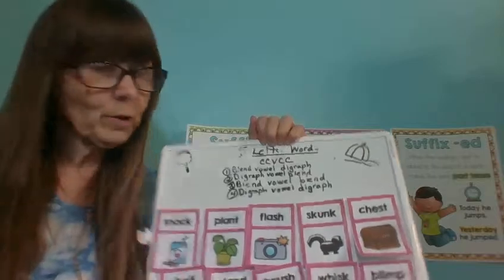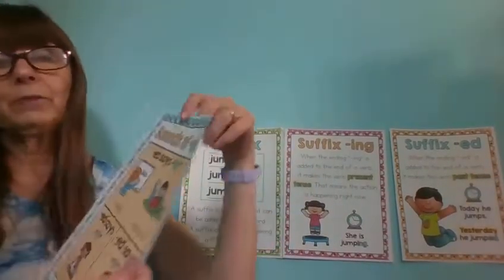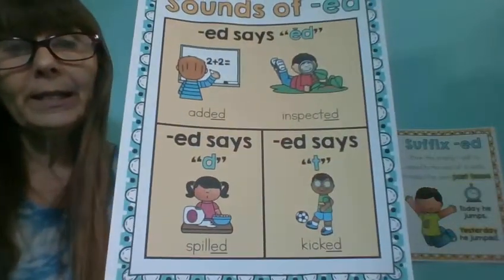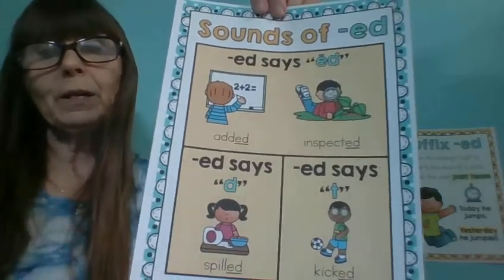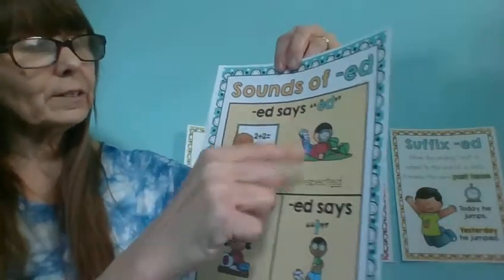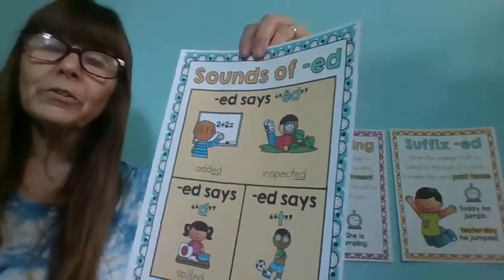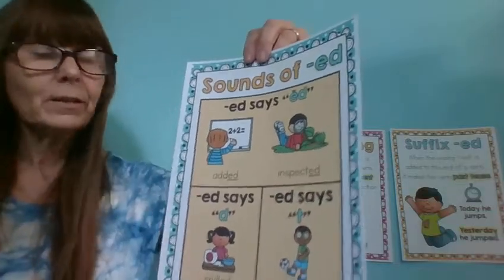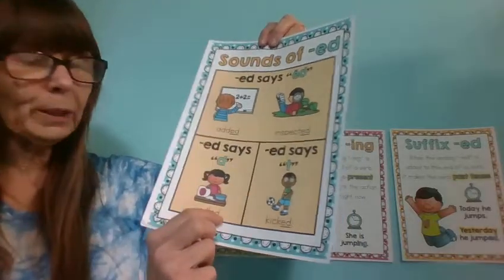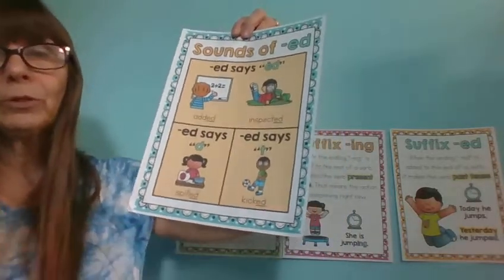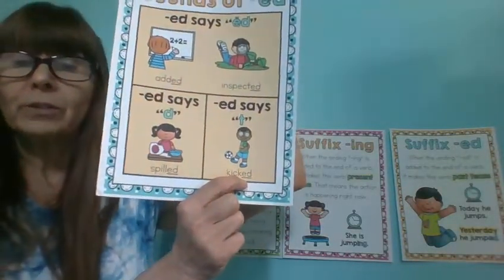And I wanted to show you, I have a little poster here about the sound of ed. Okay? Ed gets added to the end of a word, changes the meaning of the word, the verb, to mean that already happened. The sound of ed is ed after d or t. That's the only time we say ed. Ed says ed. It also says d, spilled. We don't say spilled. I didn't spilled my milk, or she didn't spilled. And very often it says t, the T sound.